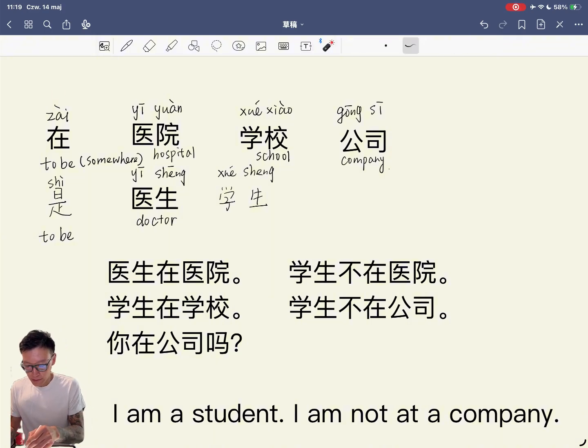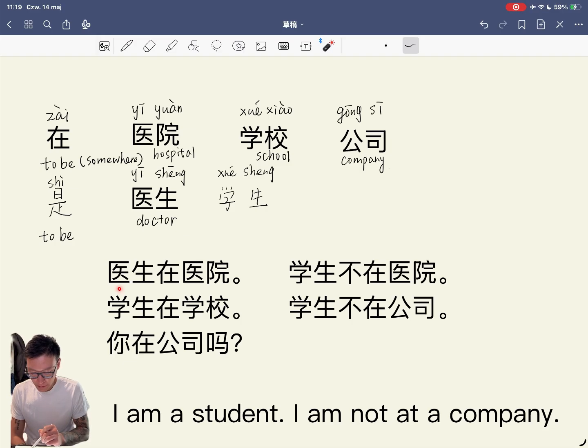Repeat after me. 在医院医生学校公司. And to remind you of our old knowledge, we also learned 是 as to be somebody. And here 在 also means to be, but it means to be somewhere. Okay. And also we had 学生, which means student. Okay. So now let's read the 5 sentences on the screen.